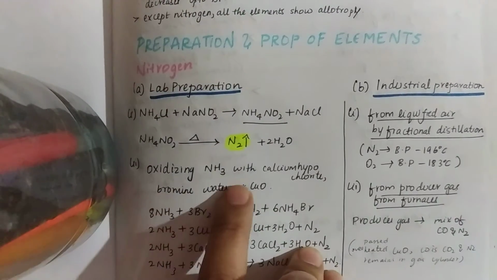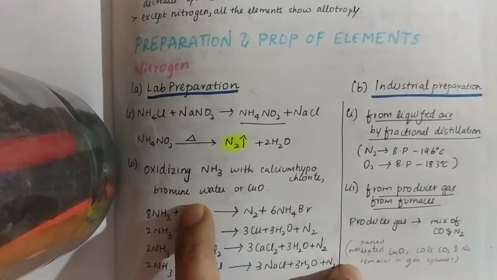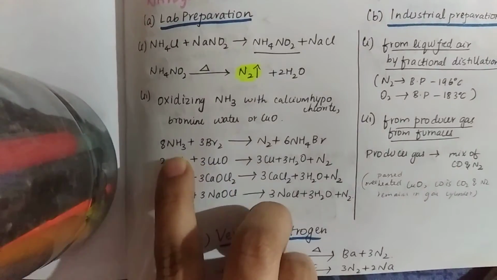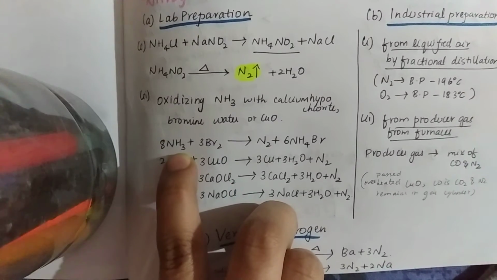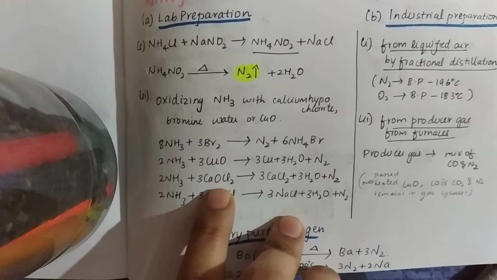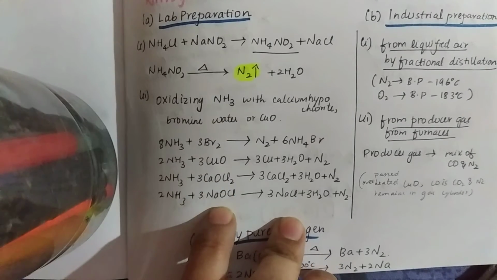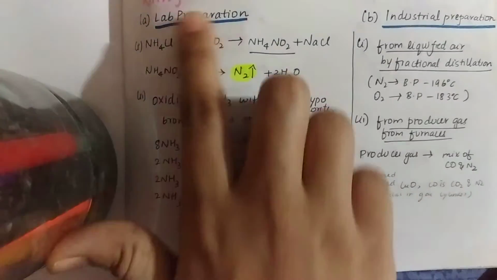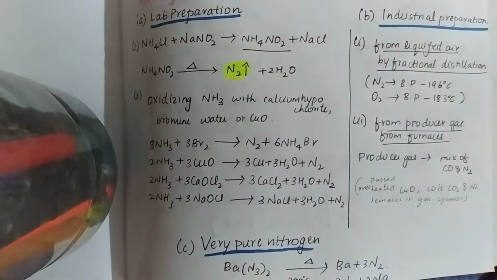And then oxidizing NH3 with calcium hypochlorite, bromine water or CuO. So we have NH3, we are oxidizing it with bromine water, with CuO, with calcium hypochlorite, and with NaOCl. So we get N2 everywhere. So this is lab preparation, you can note down.